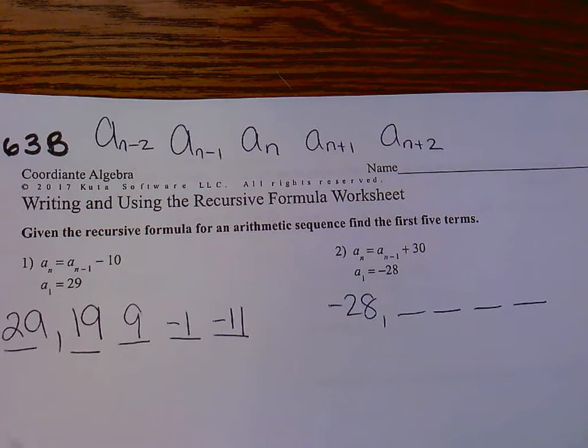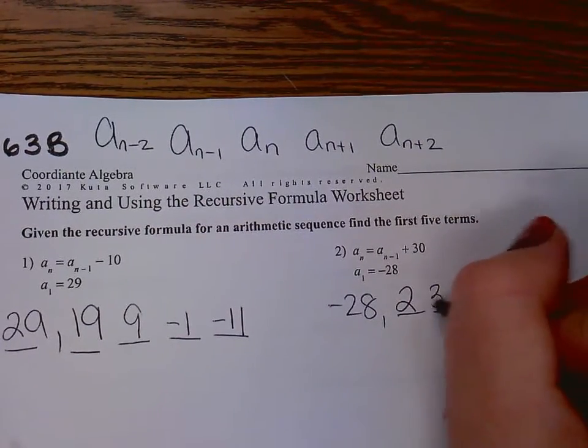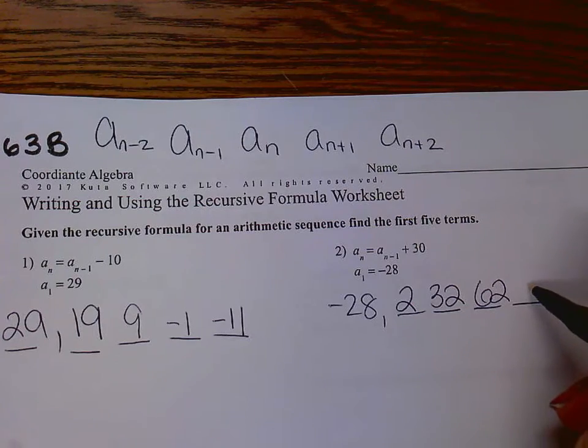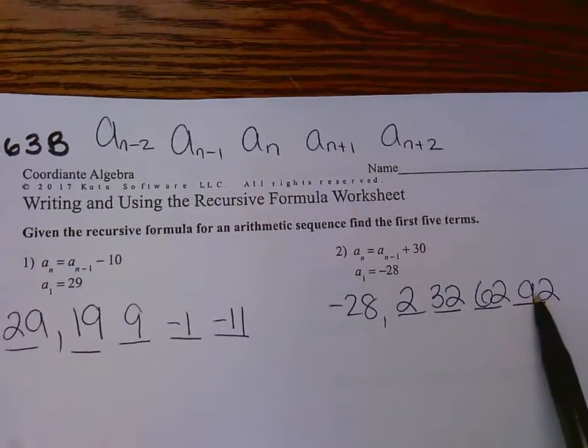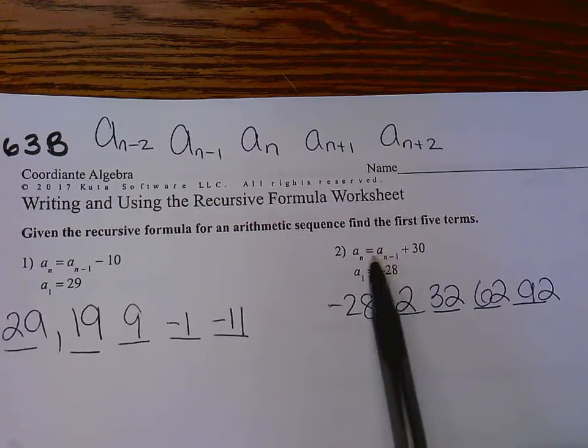And you have to generate all the terms in order. You can't just skip. So if I add 30, I get 2, and then 32, and then 62, and then 92. Does that sound right? So adding 30 each time. So it would be better if we had a closed formula, because then I could just plug in 5 and generate 92. I can't plug in 5 up here and generate anything, right?